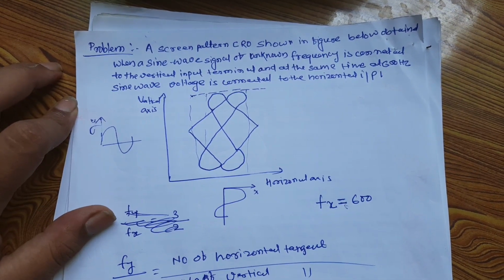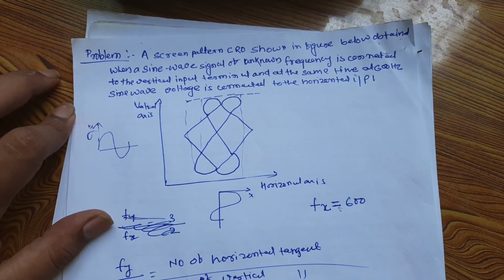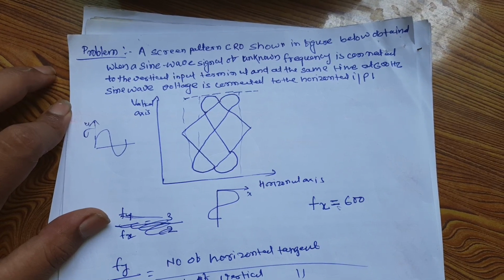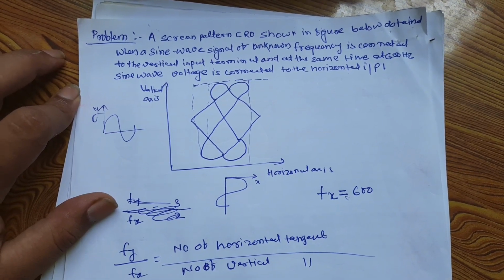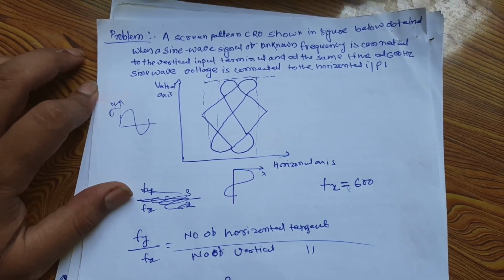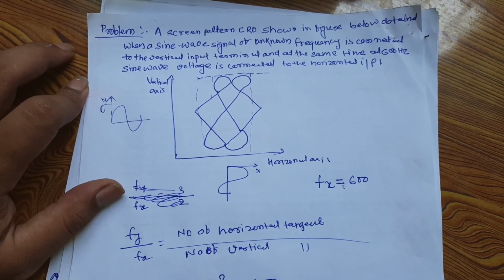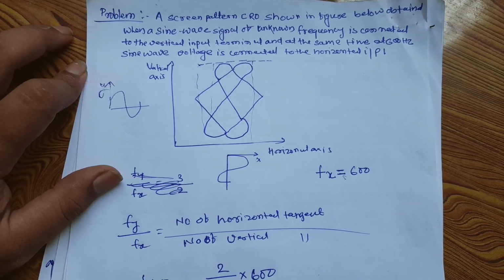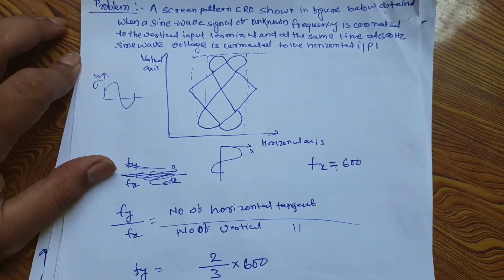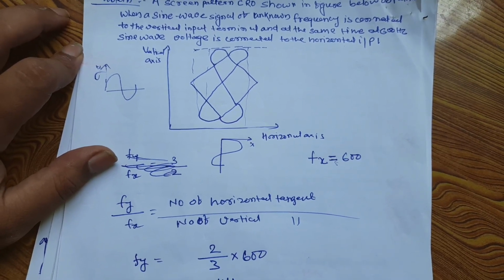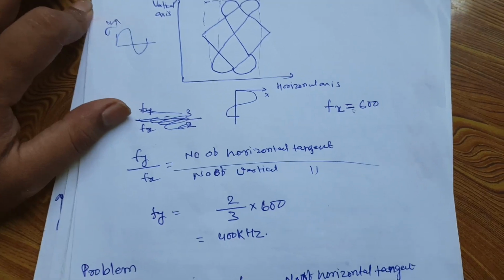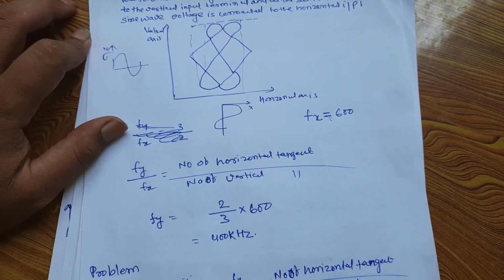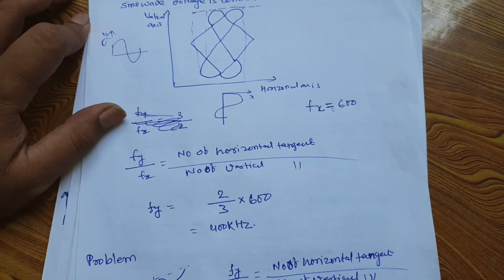So Fy by Fx: Fy is decided by the number of tangents along the horizontal line, and Fx is decided by the number of tangents along the vertical line. From the diagram, the number of horizontal tangents is 2 and the number of vertical tangents is 3. Then Fy by Fx is equal to 2 by 3 and Fx is given as 600. So Fy is equal to 400 Hz. In this way we can measure the unknown frequency using the Lissajous pattern.